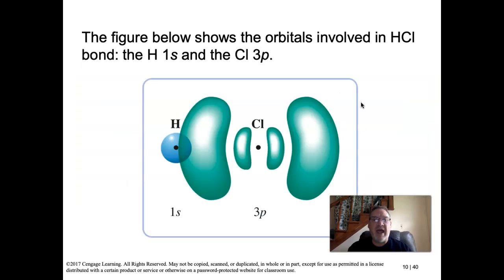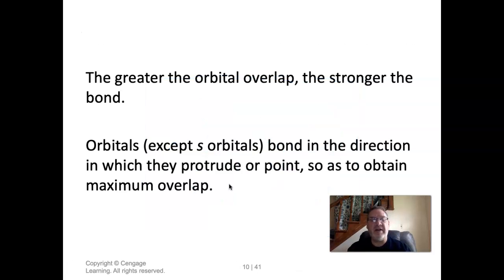And the orbitals don't have to be the same. They can be different orbitals. It can be the 1s of hydrogen, the 3p of chlorine. They can overlap together, and you've got your bond. The greater the overlap, the stronger the bond. We talked about bond strength in the last chapter, so we see that.